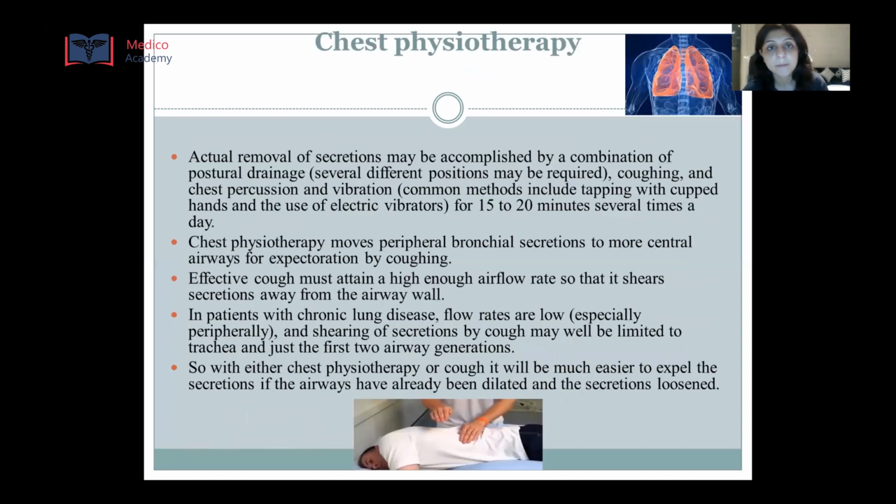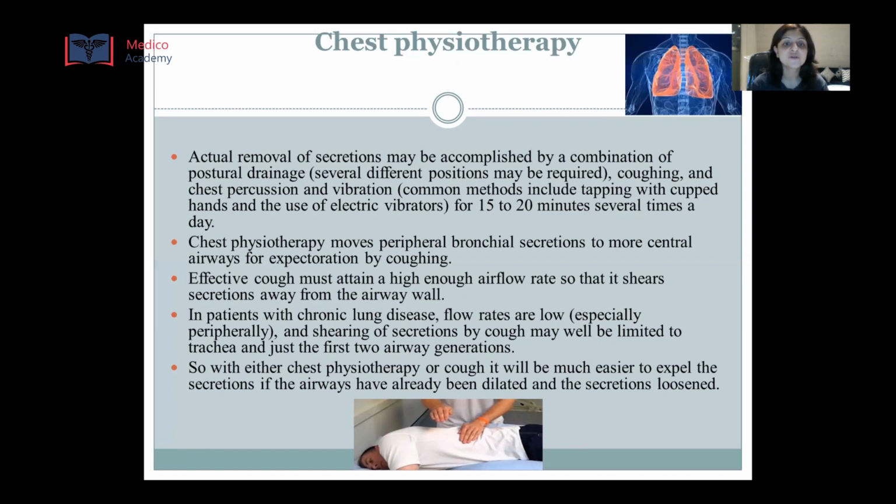Now, very important topic, chest physiotherapy. Actual removal of secretions may be accomplished by a combination of postural drainage, coughing, and chest percussion and vibration. Common methods include tapping with cupped hands and use of electric vibrators for 15 to 20 minutes several times a day. So chest physiotherapy moves the peripheral bronchial secretions to more central airways for expectoration by coughing.